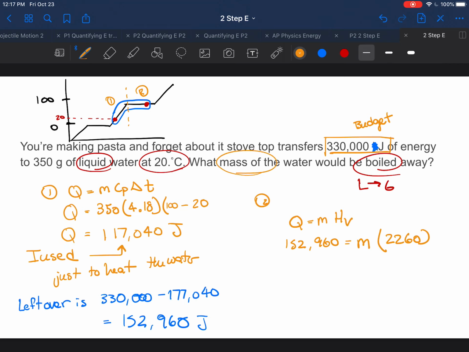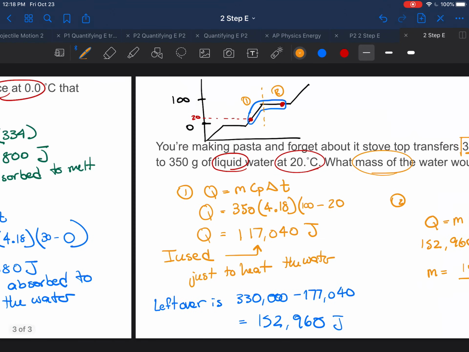And I want to figure out M, the mass of the water that would be boiled away. So here, I'm going to use the heat of vaporization, which is 2,260. So M is equal to 152,960 over 2260. And since it's a mass here, I'm going to want to make sure I have the appropriate units, which is grams, or 67.68 grams have been boiled away.